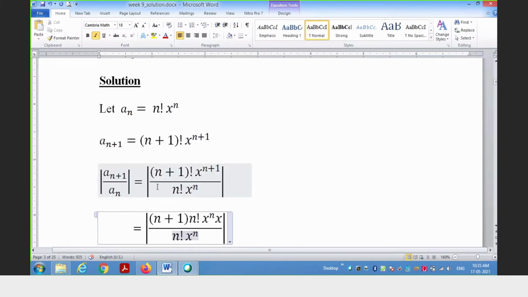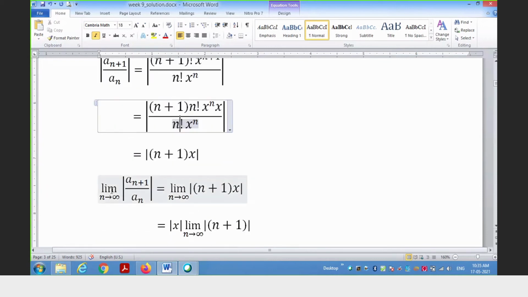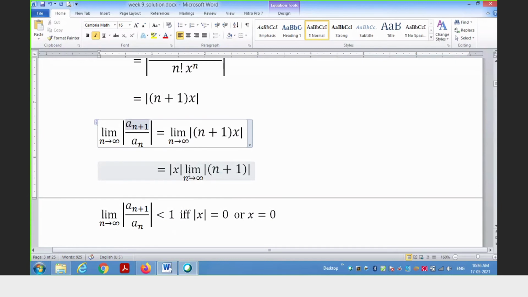Then for the ratio test, we need to take the limit as n goes to infinity of this ratio. So the limit as n goes to infinity of a_(n+1) over a_n is the limit of the absolute value of (n+1) times x. Only n will change, and x remains unchanged. We treat x as a constant, so we can take the absolute value of x out. This is a property of limits. So we have the absolute value of x times the limit as n goes to infinity of n plus 1.